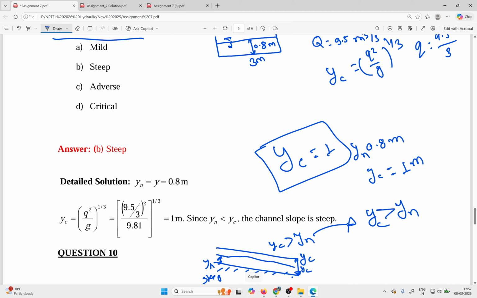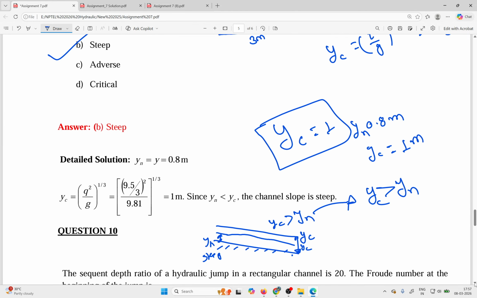So now what will be the correct one? That is the steep slope. So always remember how you will calculate. Now let us move on to the next question.